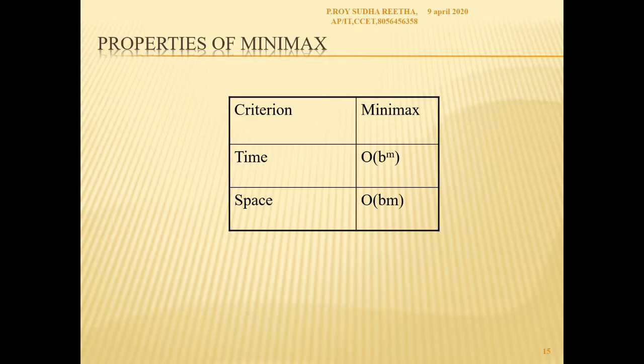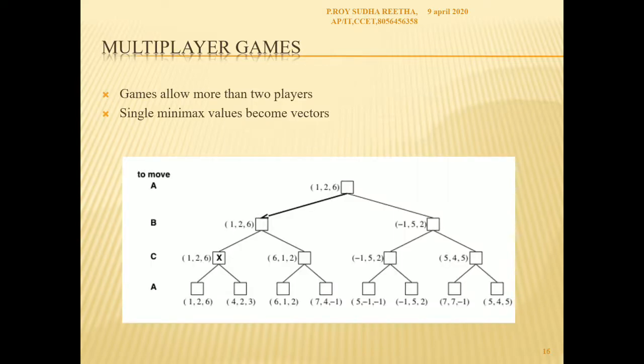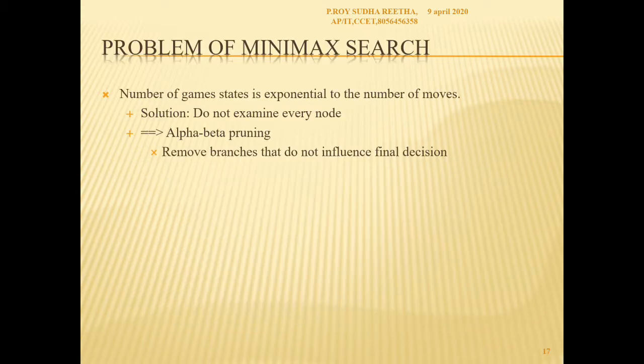Multiplayer games, similar to a two-player game tree, involve many players, more than two players, and the single minimax value becomes a vector in multiplayer games. And what are the problems of minimax search? Here we do not examine every node, and so we need to follow a new algorithm, that is alpha-beta pruning.